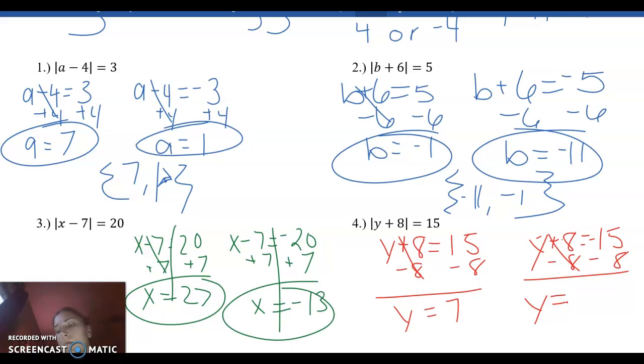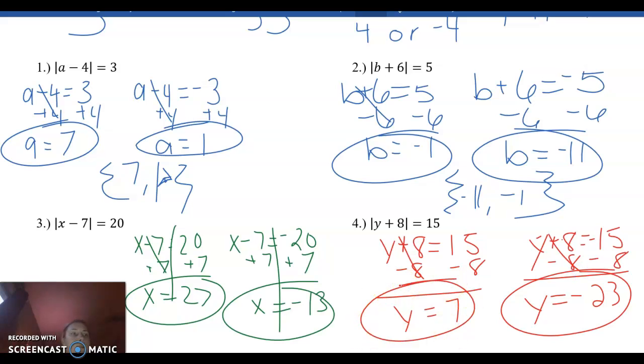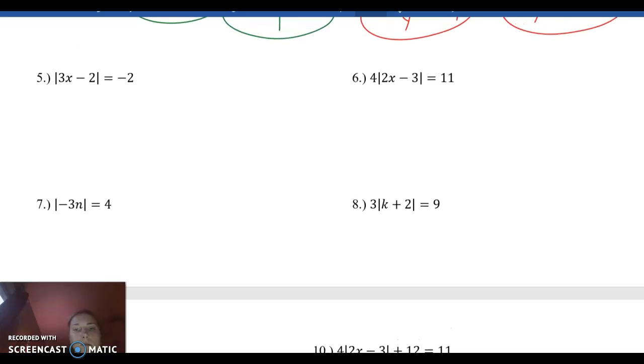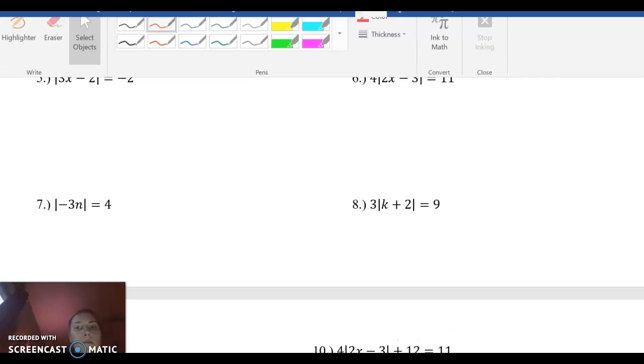Y is equal to negative 15 minus 8, which is negative 23. Negative 23 and positive 7 are our possible solutions for that distance from 0. Guys, remember that's what our absolute value is: the distance a number is from 0. All right, I'm going to go ahead and scroll down to number 5.